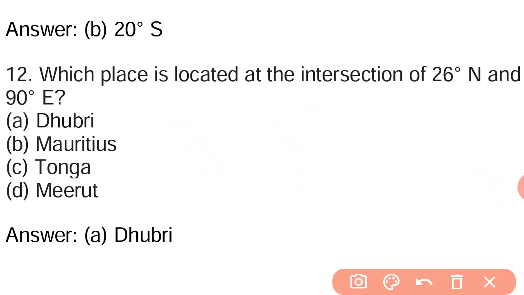Which of the following places is located at the intersection of 26 degree north and 90 degree east? Option A Dhubri, option B Mauritius, option C Tonga, option D Meerut. Right answer is option A Dhubri.